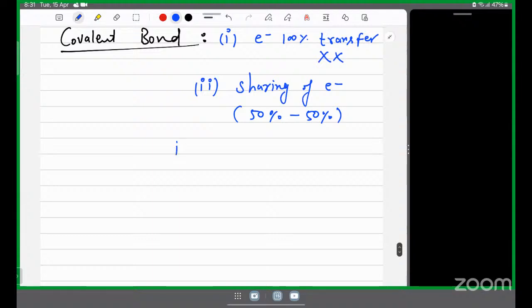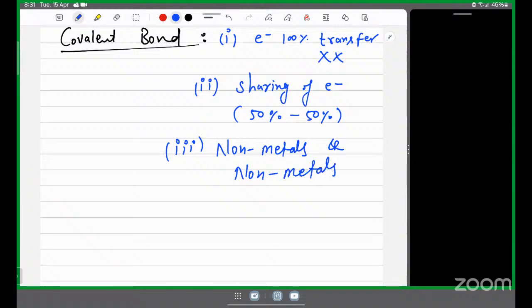Third point is covalent bonding is formed between non-metal atoms mostly. So this will be in between non-metals and non-metals. In some special cases, it may also form between metals and non-metals, but that is not the interest here. So it will be mainly between non-metals and non-metals.